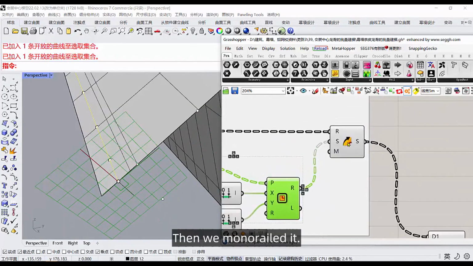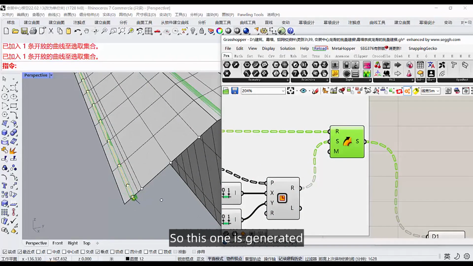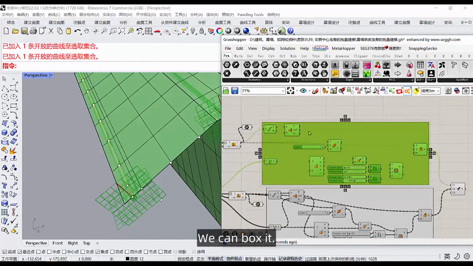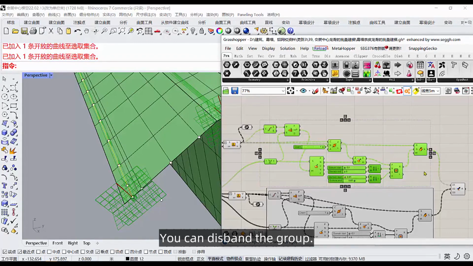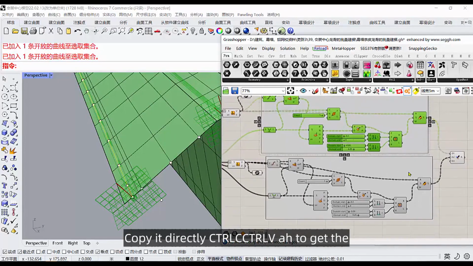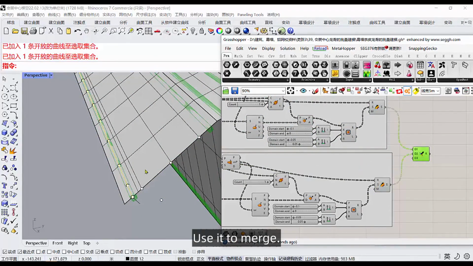Then we make it into two sections of one track. So this one is generated, and the same generates the above. We can box it and cluster it up. Right-click and you can group. If you don't want to group, you can disband the group. What about after the group? You can make a copy of it. Copy it directly with Ctrl-C, Ctrl-V to get the other side, and then use it to merge.